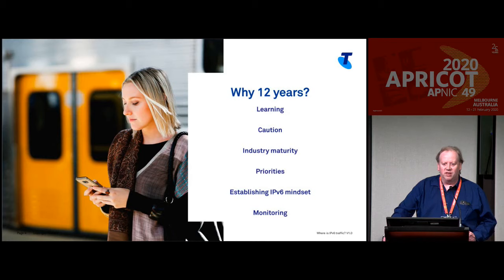One of the interesting things, though, was trying to establish the IPv6 mindset. And I think, listening to the past couple of days of discussions, we're still struggling as an industry with this.